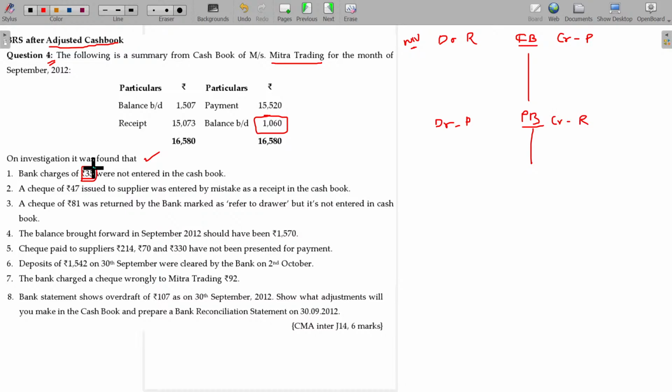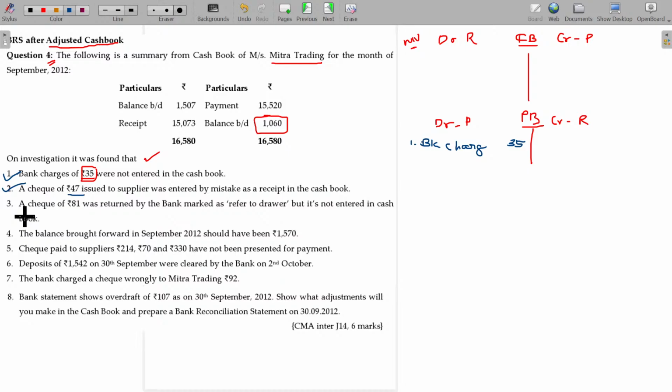Bank charges 35 were not entered in the cash book. Means it is entered only in the passbook. That too in the payment side. Bank charges, rupees 35.